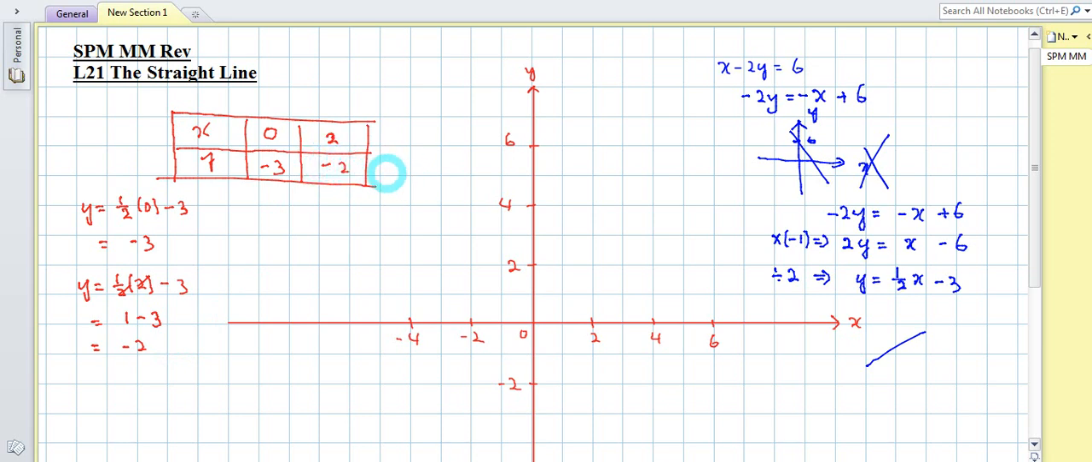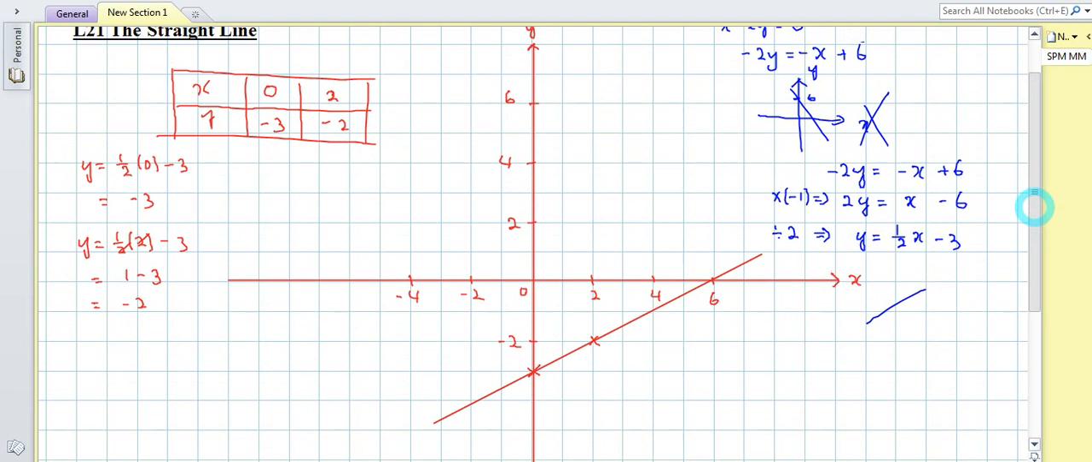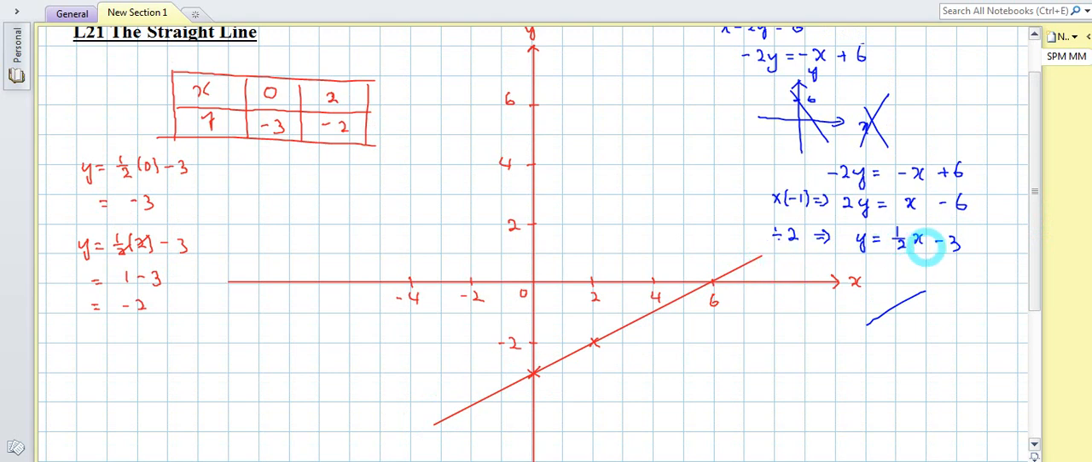Okay, so now I have 2 points. I can start to draw the straight line. 0, negative 3 is over here. 2, negative 2 is over here. Then I just connect these 2 points together. This is the straight line that we want, going upward like this, and the y-intercept is -3.